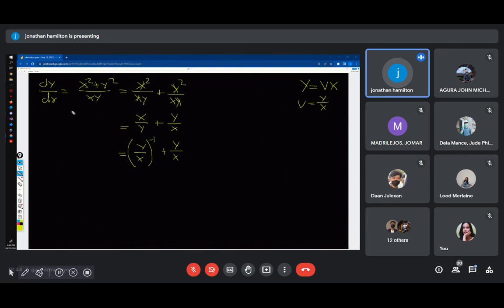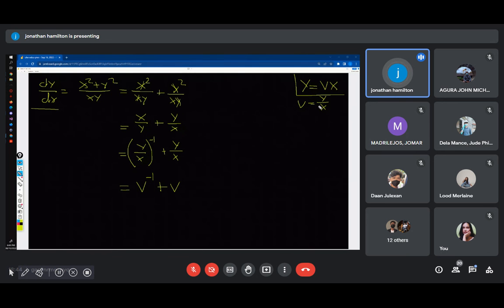So what we could do from here is we have dy over dx. So we have v inverse plus v. Can't we do it this way? Okay. So what about this dy over dx?